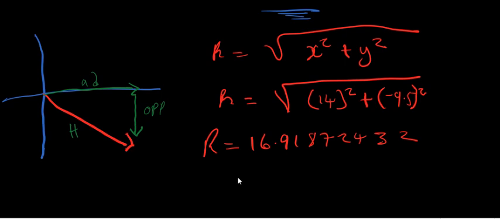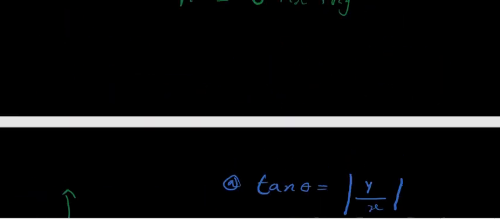So when you round it off to two significant figures, because these values we have are in two significant figures, you need to round it off to two significant figures according to the rules. So when you round it off, it's just going to be 17 meters. Remember the units which have been used. All right, so that's it for B.